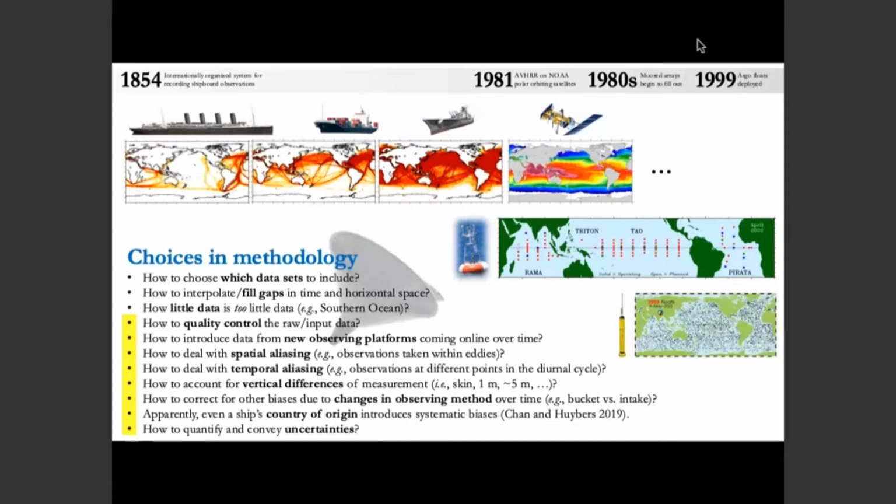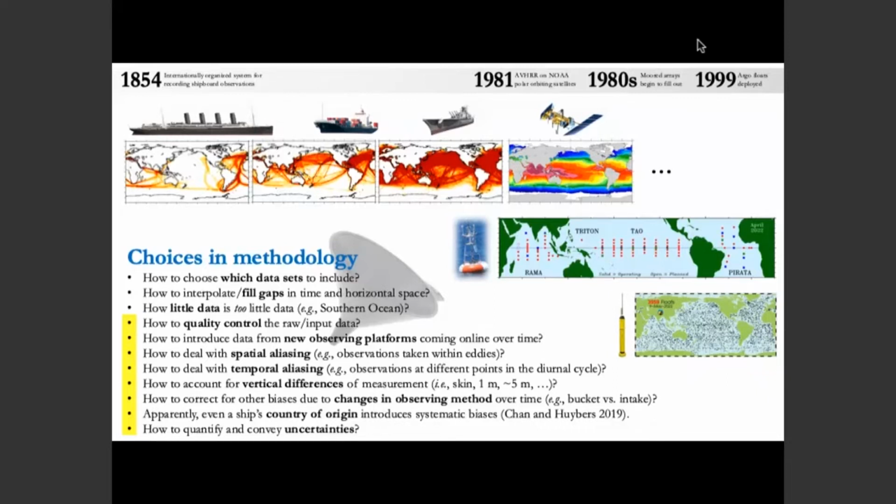Also, in the middle of the 20th century, at some point, most ships switched from measuring the temperature of a bucket of water on the deck to measuring the temperature of water in the engine room intake. And how long did the water sit there, and all this stuff. So there are a lot of corrections that need to be done. And a paper that gave me nightmares for about a week was the one by Chan and Peter Huybers, which identified that you could actually group biases according to the country of origin that the ships came from. So all of these human-level differences in methodology and measurement can really affect these things.